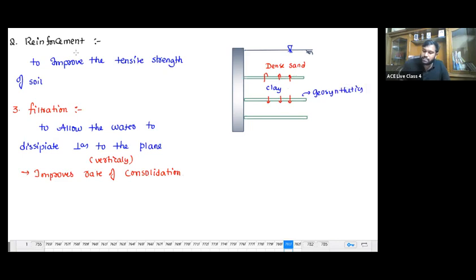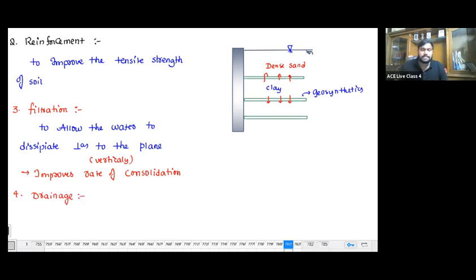And these geosynthetics can also act as a reinforcement to improve the strength of the soil mass. Which strength? Tensile strength. Keep that in your mind. Tensile strength. And the next one is drainage.